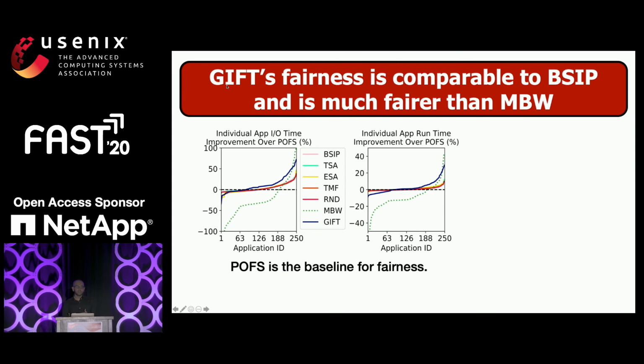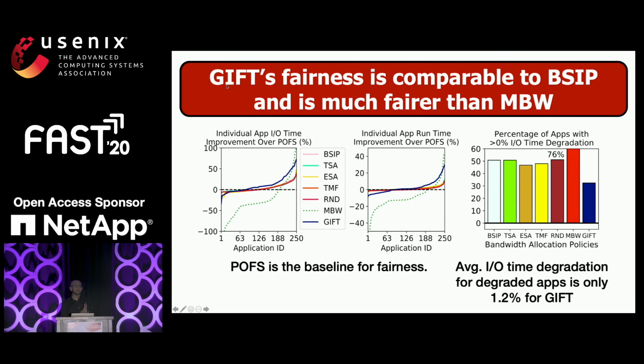that Gift is at least as fair as BSIP. Gift is shown in the dark navy line, where we see that for most of the applications, Gift actually improves performance considerably compared to POFS, as compared to MBW, which ends up degrading most of the application performances considerably. And with Gift, in the second plot on the right, we look at the runtimes, and we see that this improvement also translates into runtime.